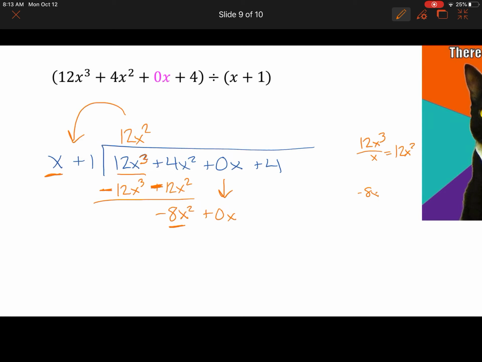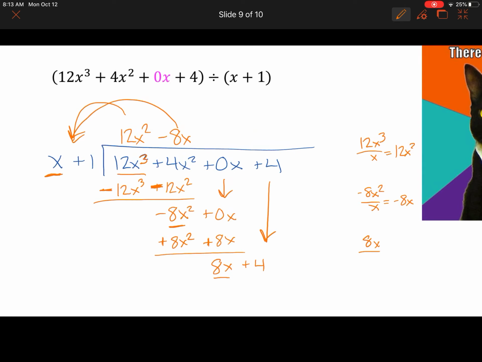First term on the inside divided by first term on the outside. Divided by x. One of the x's canceled. So negative 8x. And then we multiply. So negative 8x squared minus 8x. Do not forget to distribute that minus sign. So that becomes a plus, that becomes a plus. So we have 8x left. Bring the 4 down and repeat.